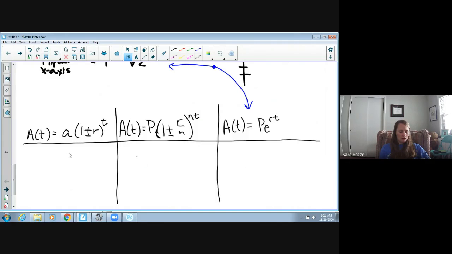A of t is always going to be our final value. So that's the same for all of those. Our little a or our p is going to be our initial value or our principal. If you're talking about money, principal is what you invest. So the little a or the p is the initial or principal. It's what you start with. Is that an N at the top? Yeah, these are n's.